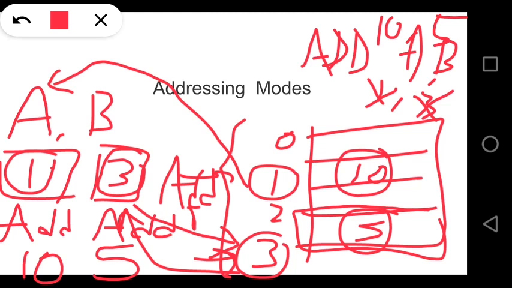So we understand that there are different modes, different ways in which the addresses of an operand can be stored. So this is the need for discussing addressing modes.